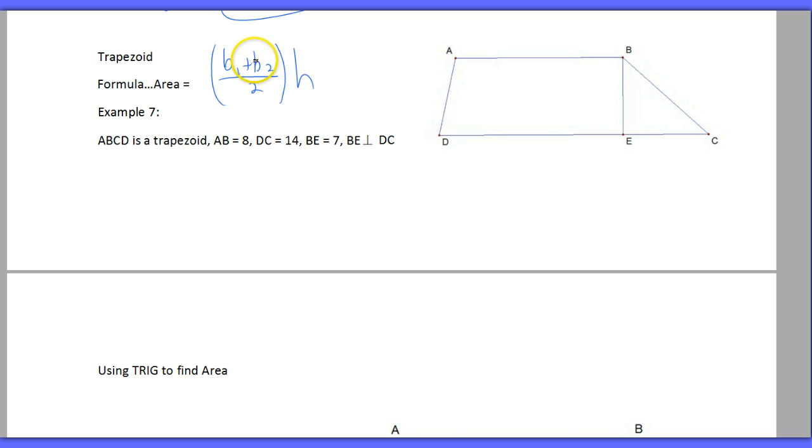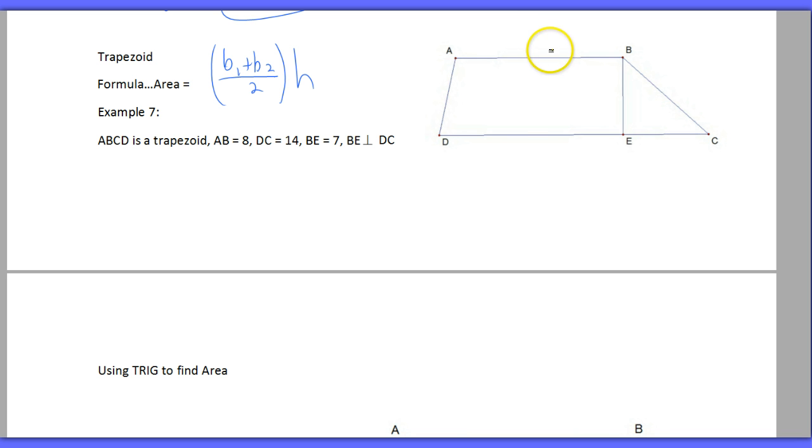So we're going to add the length of those two bases together and divide by 2. In essence, we're finding the average length of the bases. Whenever you add two numbers together and divide by 2, that is finding the mean or the average. So we're finding the average length of the bases, then we're multiplying it by the perpendicular height, the distance between those two bases. Let's go ahead and go into this example then.